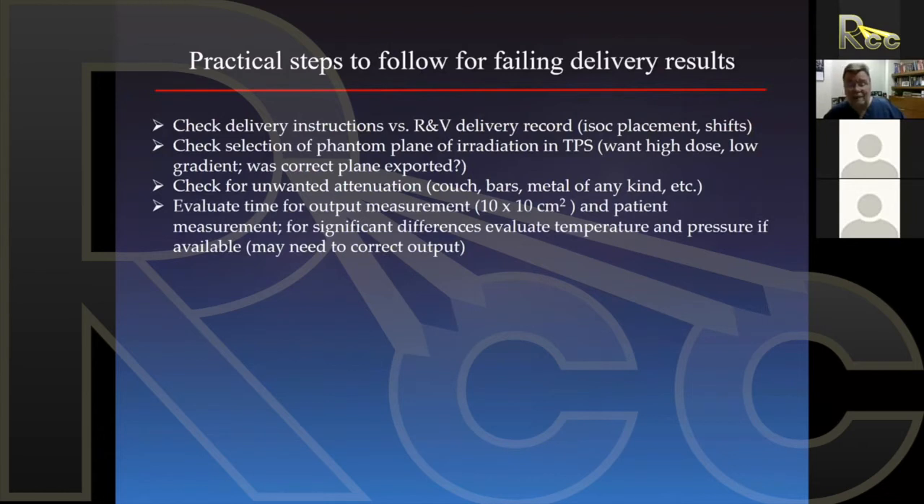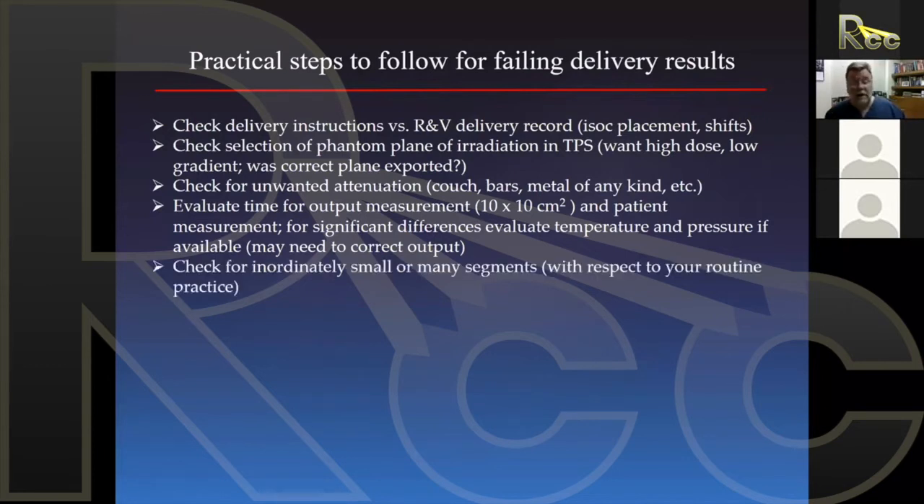Evaluate the time for output measurement, okay? And patient measurement. If you're using an ion chamber-based array or ion chambers straight up, then you're going to be susceptible to temperature corrections. So if you're like us, we do our irradiations in the evening and we sometimes do many. A couple of nights ago, there were 11. So it takes some time. It's good practice to take a new output reading periodically and don't rely on one to be applicable 3 hours later. So I have an example of this.